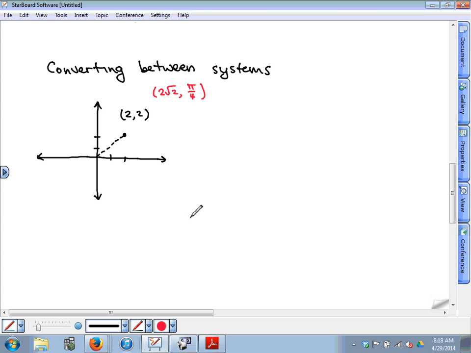So let's be smart about this. Let's see if we can come up with some formulas that'll help us convert back and forth between the two. Exactly. Very good. Did you guys hear that? To come up with this value of r, didn't we just use the Pythagorean theorem? Where this distance right here represents x, and this distance right here represents y. So that's one of the formulas. R squared equals x squared plus y squared. Good. So that's how we find r.